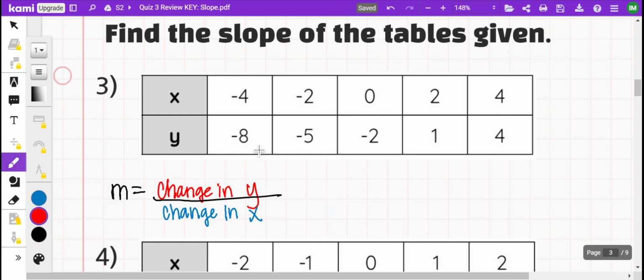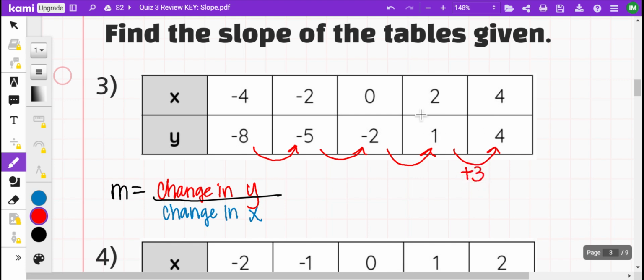For y, I'm asking myself, how do I get from a -8 to a -5? From a -5 to a -2, from a -2 to a 1, and from a 1 to a 4. I know some of us get confused here where we have negatives. If that confuses you, look at the positive first. How do we get from 1 to 4 or the other way around? To get from 1 to 4, that means I'm adding 3.